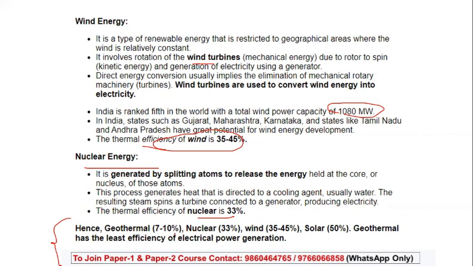So if you see, geothermal is 7 to 10, nuclear 33, wind 35 to 45, solar is 50. Geothermal has the least efficiency of electrical power generation. Now, yes, you may also get which has the least and which has the highest. So solar is the highest, geothermal is the least.